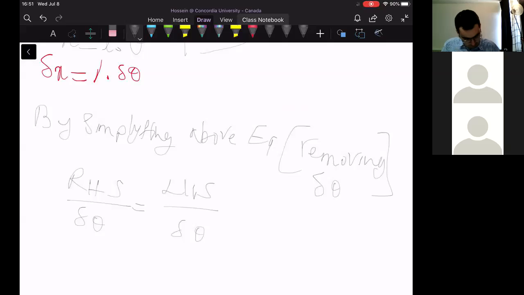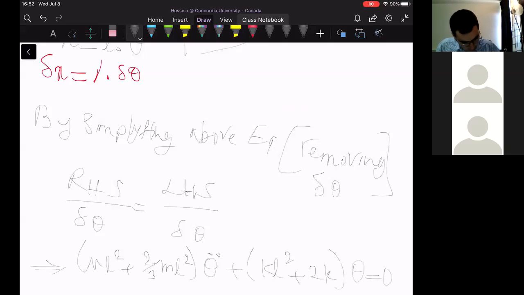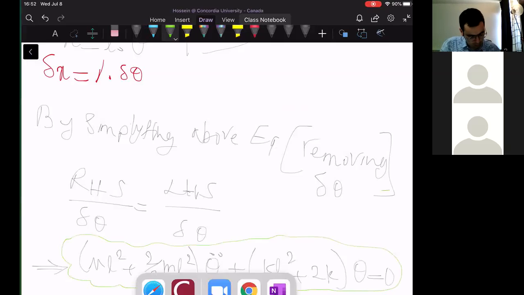And then you will reach this equation at the end: m L squared plus 2/3 m L squared multiplied by theta double dot plus k L squared plus 2k multiplied by theta is equal to 0. This is the final equation of motion using principle of virtual work.